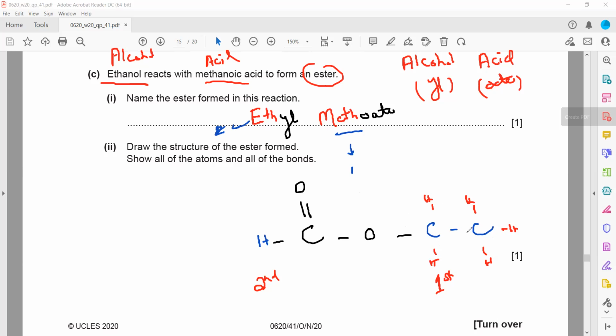Eth because of two carbons, and this part is always from alcohol. We name it YL, and the part which is attached to C double bonded with O we name second, with OATE. So it is ethyl methanoate. So depending on the acid and alcohol mixed with each other, that will form a specific ester. The first name is always from alcohol and the second name is from carboxylic acid.